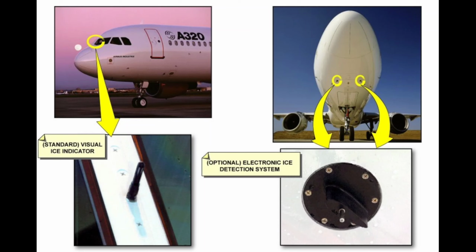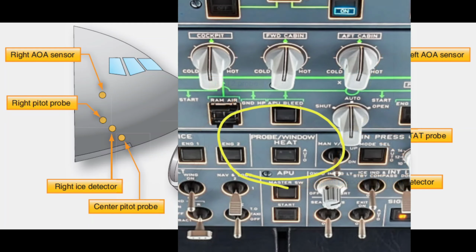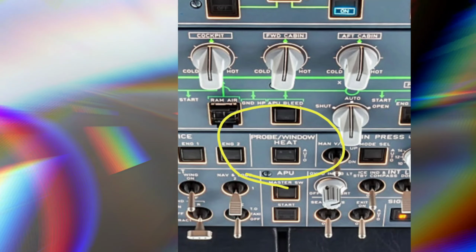So now comes the probe ice protection. The probe ice protection is normally done by electrical heating. The air data probes like AOA sensors, TAT probes as well as pitot static probes are heated automatically with at least one engine running. This is done via a probe window heat push button.